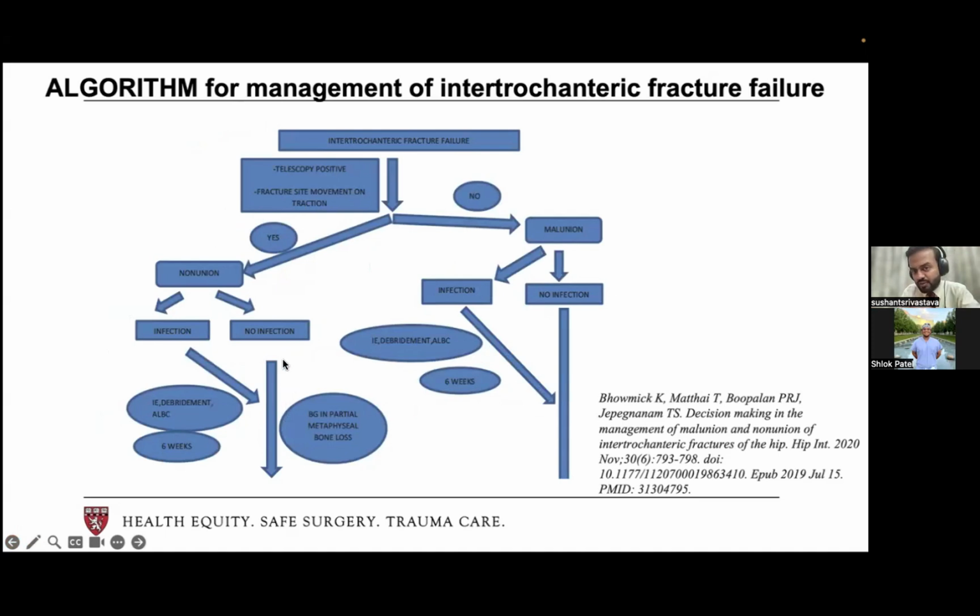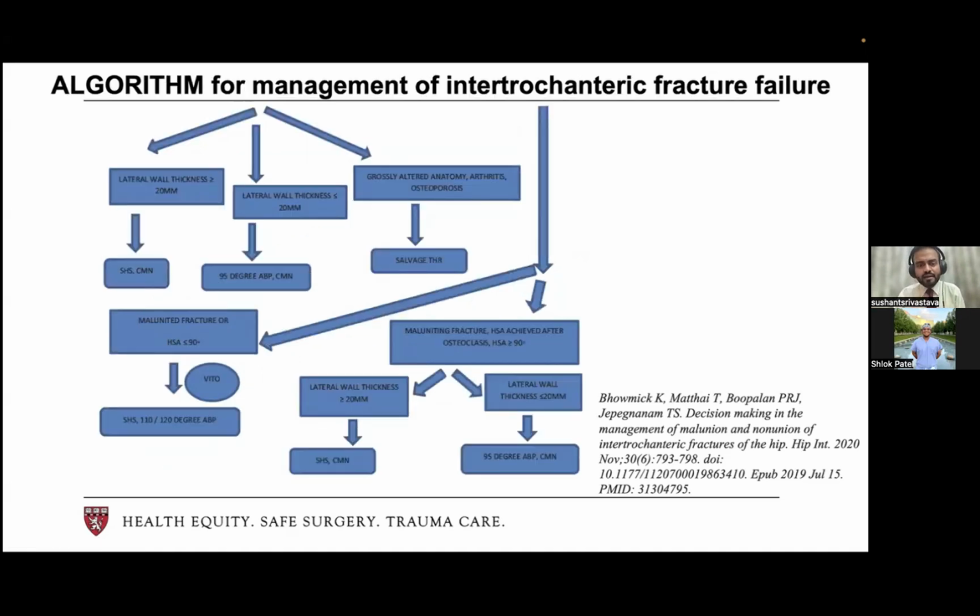We'll go ahead with malunion. So, patient comes in with a malunion. You will check for infection, follow the same pattern of internal exploration, debridement, and antibiotic bone cement for 6 weeks, convert it into the non-infection group, and then see whether the malunited fracture has a head shaft angle of less than 90-degree. If yes, please go ahead and do a sliding hip screw or a 110, 120-degree angle blade plate. We do a valgus intertrochanteric osteotomy in such patients.